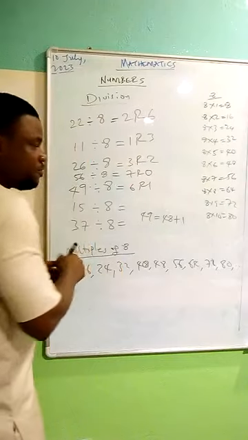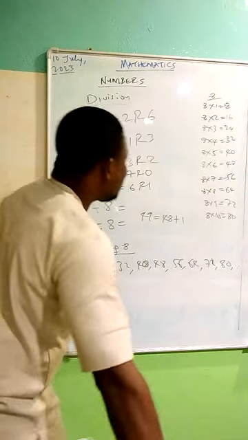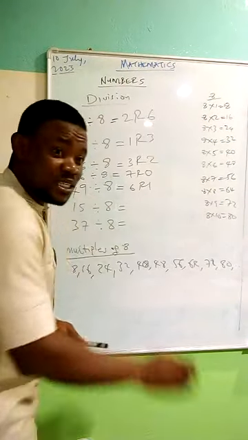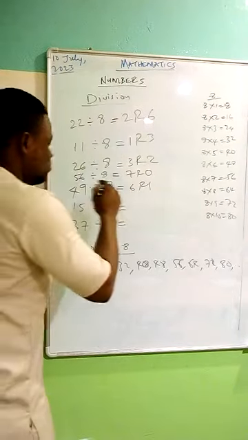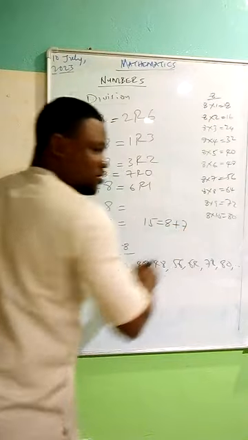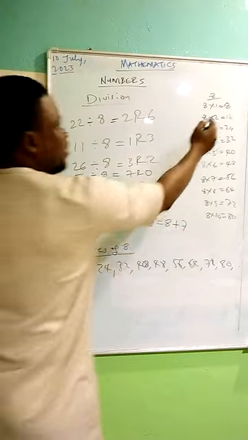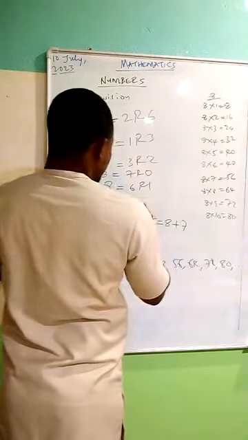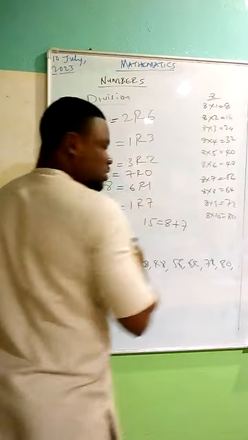Yeah. Then I'm doing for what now? 15. 15 is what now? 15 is after what? After 8, right? So 15 is going to be what now? 8 plus what? Plus 7. Right? Yeah. So how many times now? It's 1 times. 1 remainder what now? 7. Is that okay?